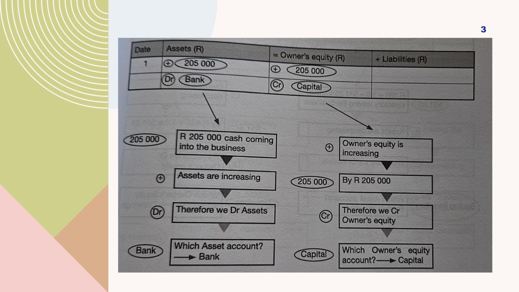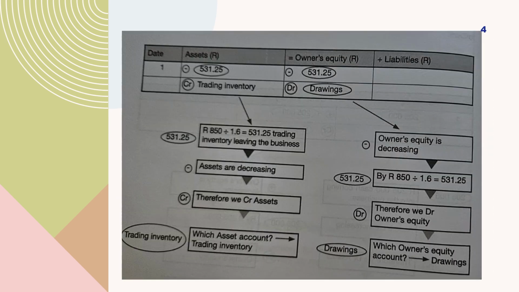The next transaction, I'm just going to read it from the textbook. The owner took clothing from trading inventory for personal use. The selling price is 850 Rand. Remember I told you that you may be given the selling price and you may need to work out the cost price with the markup of 60% that they gave you. So we need to do that here.